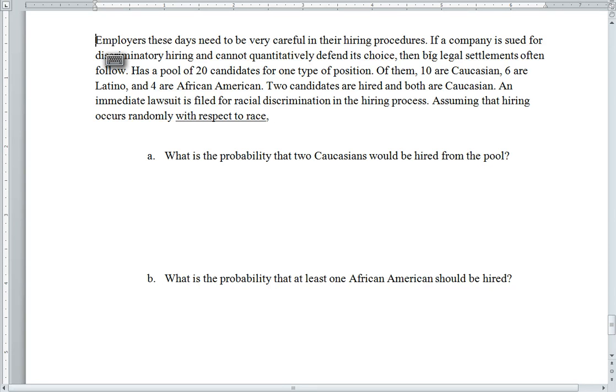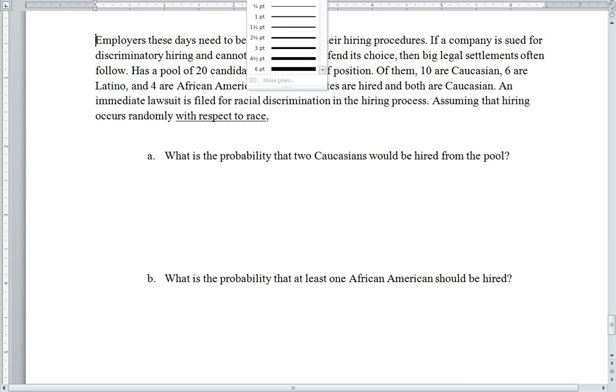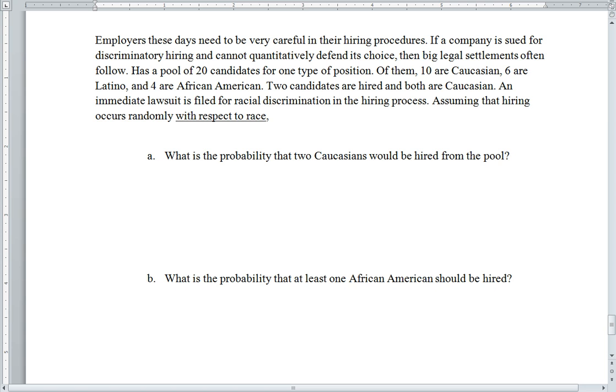We have a pool of 20 candidates for one type of position, and 2 are to be hired, and actually 2 were hired and both of them were Caucasian. So we want to know the probability that this has occurred. Well, there are 20 candidates. There are 20 combination 2 ways to choose basically 2 of the candidates. And we want to know the probability that both are Caucasian.